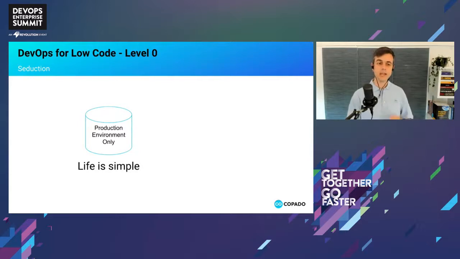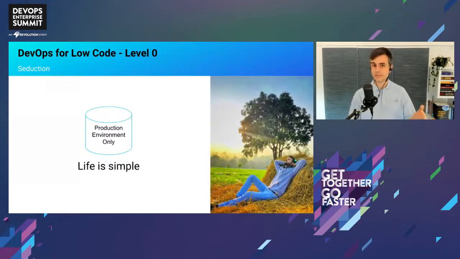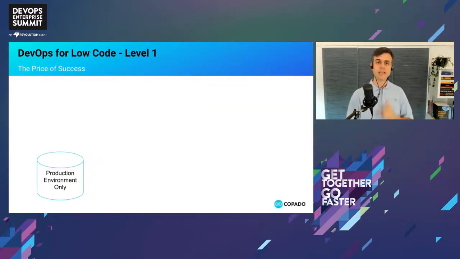Life is simple, and you spend your days like this. No problem, just relaxing. Everything is great because other people are taking care of infrastructure and so forth. Now, gradually, you begin to pay the price of success. The price of success is that over time, you get more and more users using the application that you've built. Now, this has two consequences.